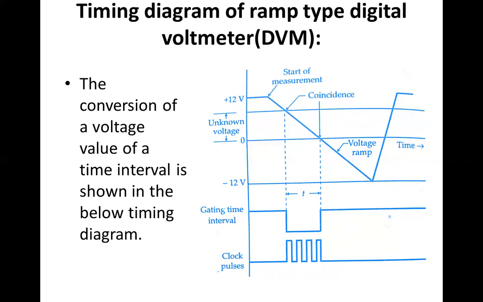The time elapsed between the opening and closing of the gate is T as indicated in the timing diagram of ramp type digital voltmeter. During this time interval, pulses from a clock pulse generator pass through the gate and are counted and displayed. The decimal number as indicated by the readout is a measure of the value of input voltage.